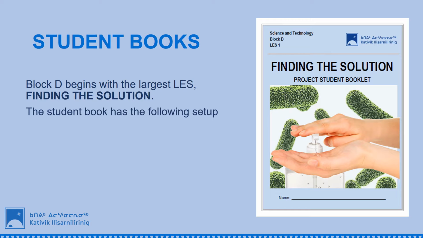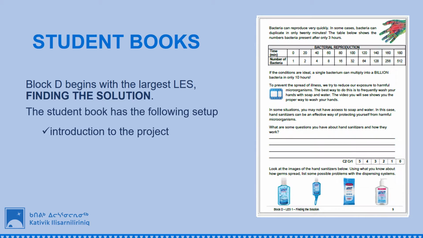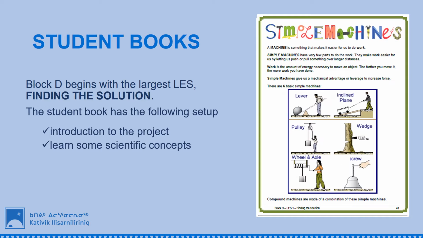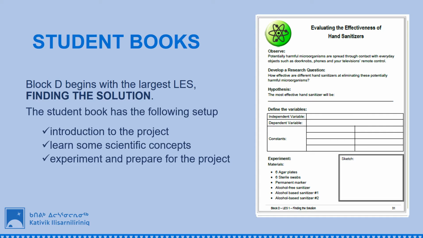The student book has the following setup. First, students are introduced to the project. Next, they'll begin to study some of the required ministry scientific concepts that will be needed for this project. After acquiring some scientific knowledge, students will get to test that knowledge with an experiment or activity related to the project.